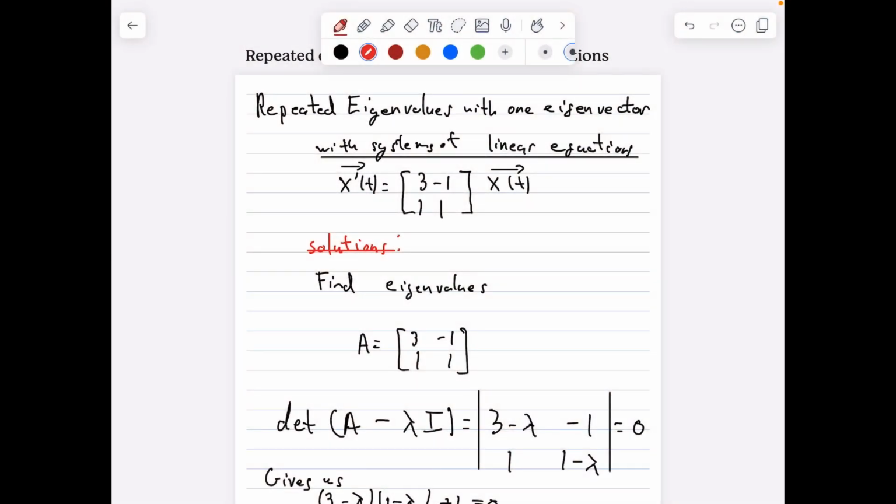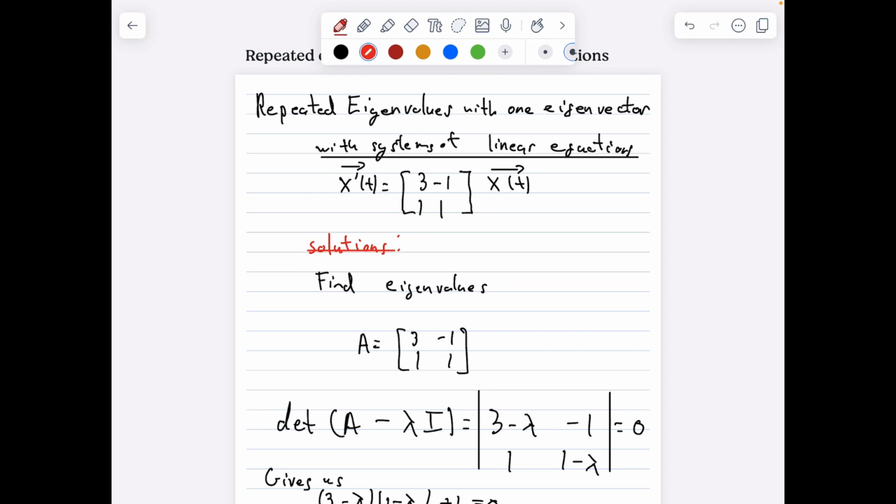Today we're looking at the following problem involving repeated eigenvalues with one eigenvector with systems of linear equations. So you have differential equations, to be more specific. You've got x prime of t equals, I'm going to read this rows and then columns. Straight across, the first row is 3, minus 1, and then my second row is 1, 1. It's a 2 by 2 matrix times x of t.